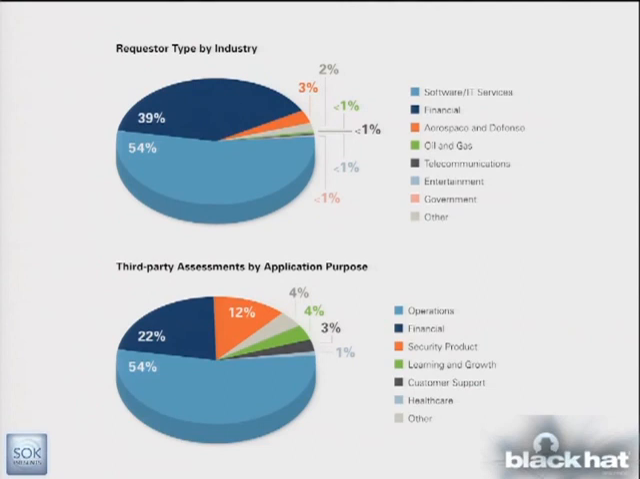And then we looked at what types of applications people want to measure the security of. It turned out that the number one was operations software, like IT operations software. Second was financial software. And security products was third, which I thought was pretty interesting: people are looking at the security, the secure coding, of the security products they're purchasing. And then we had learning and growth and customer support. So that's the data set that these next numbers come from.